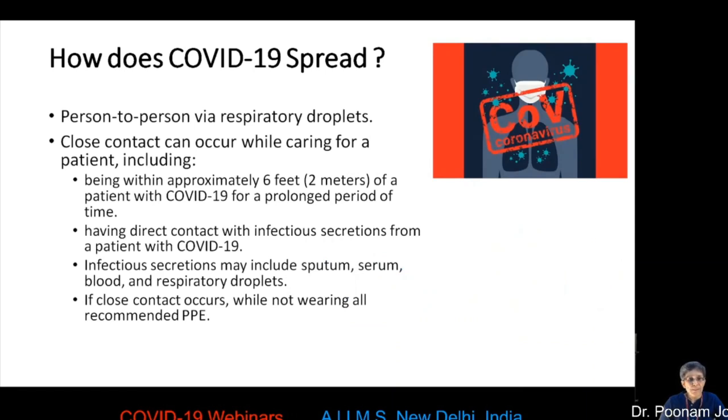How does COVID-19 spread? It is from human to human, from person to person via respiratory droplet infection. That is the primary mode of transmission, followed by close contact. And this close contact can occur while caring for a patient, including being within approximately 6 feet, that is 2 meters, of a patient with COVID-19 for a prolonged period of time, having direct contact with infectious secretions such as sputum, serum, blood, and respiratory droplets of a patient with COVID-19, if close contact occurs while not wearing all the recommended personal protective equipment.